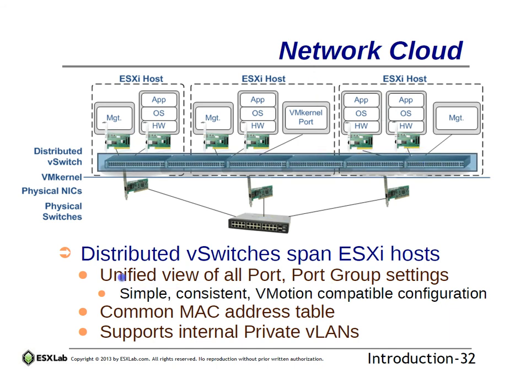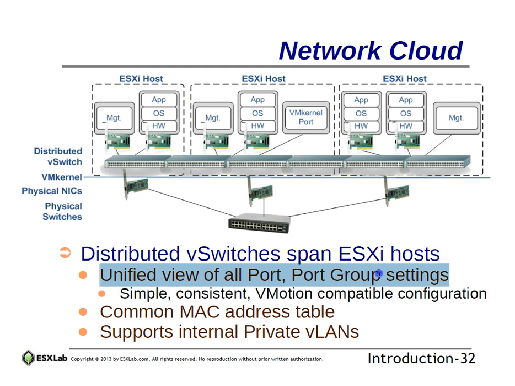Distributed switches provide a unified view of the entire network configuration, including VM kernel ports and port groups, across all ESXi hosts. So I have a simple configuration, it's consistent across all hosts, and it's very easy to make a vMotion compatible configuration.